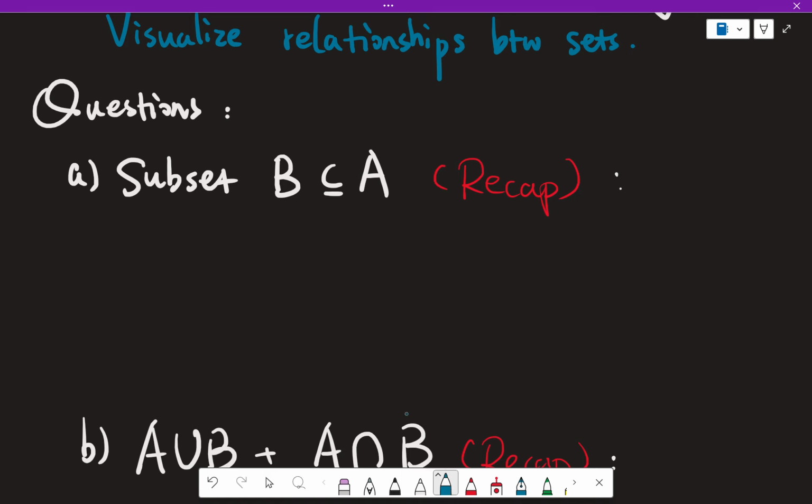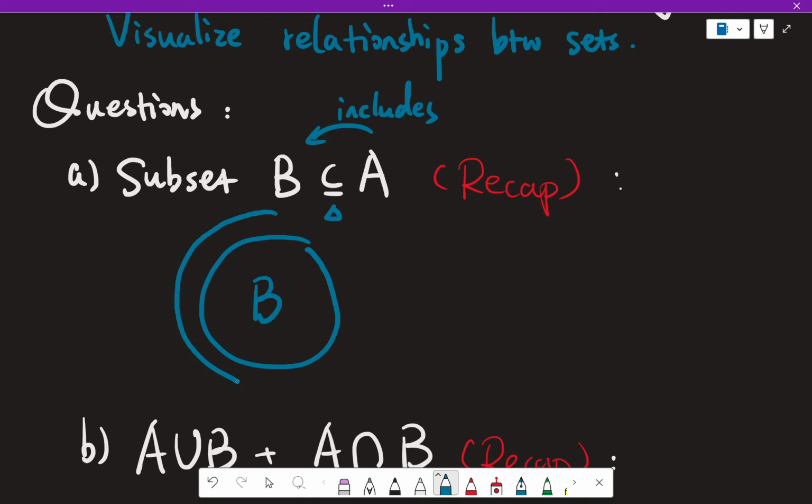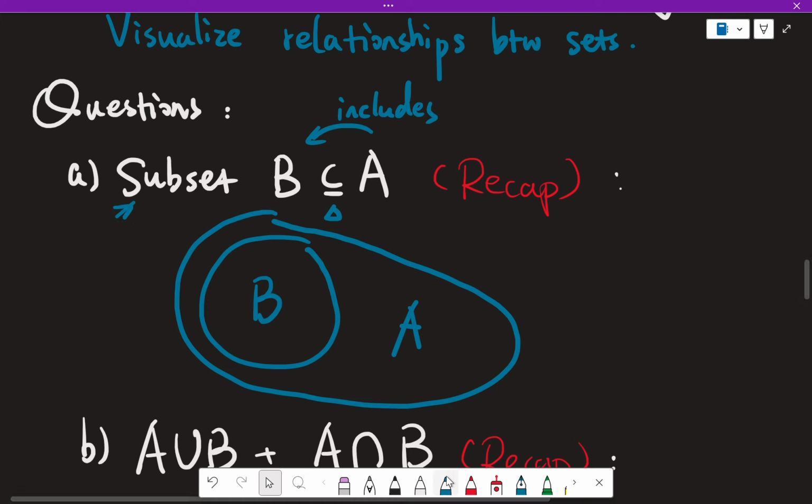So if we have a set B that is a subset of A, then A includes B. So we can use a bigger circle to include B. So this would be the Venn diagram for this scenario. B is a subset of A.